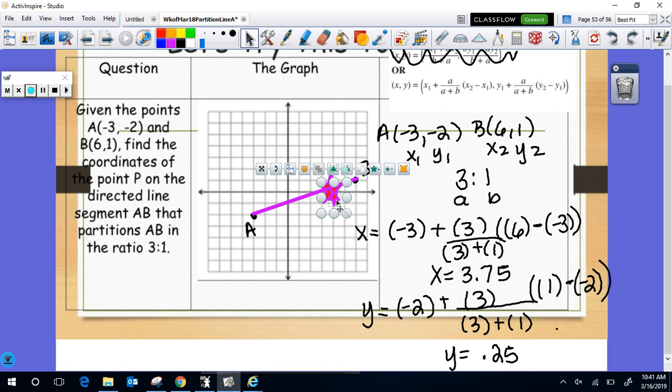And you are finished. Alright, so it's somewhere in that area there. And what does this do? This partitions this line in a ratio of 3 to 1. This side is 3 times the length of this side. And you are finished. So go ahead and let's go to the next one.